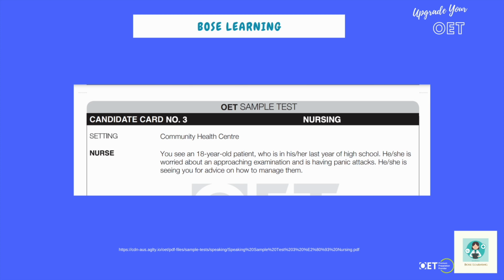So this is a different scenario again. It's a community health centre in this case. It's the nurse, and you see an 18-year-old patient, so you don't know them, who is in his or her last year of high school. He or she is worried about an approaching examination and is having panic attacks. He or she is seeing you for advice on how to manage them. Okay. So again, be sympathetic. Think about how you can approach this one.